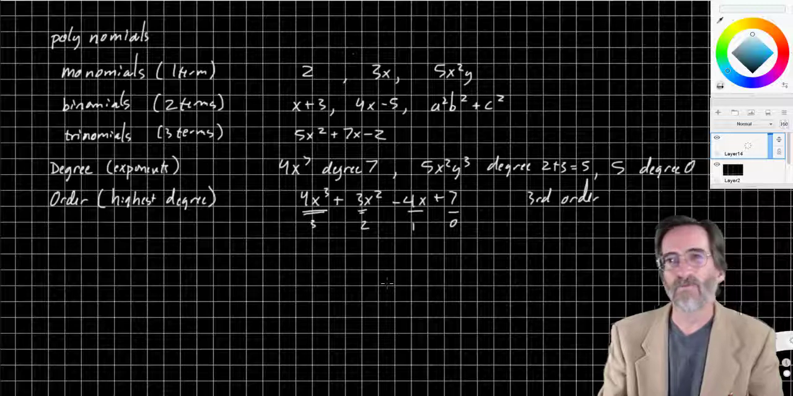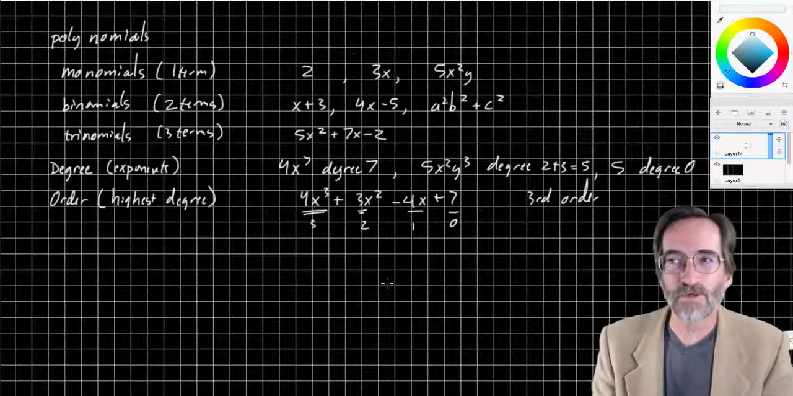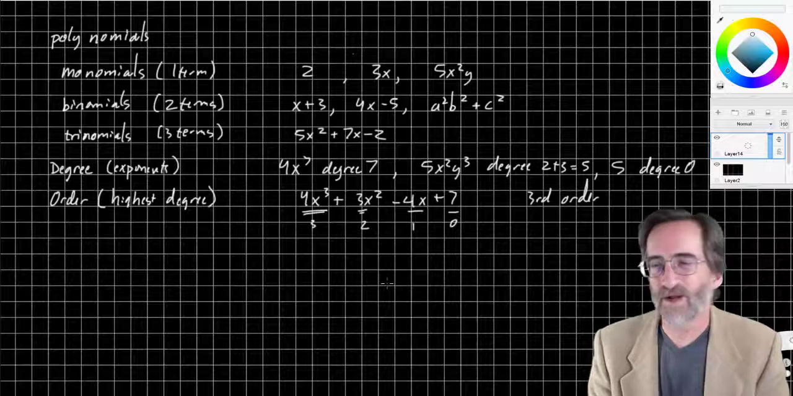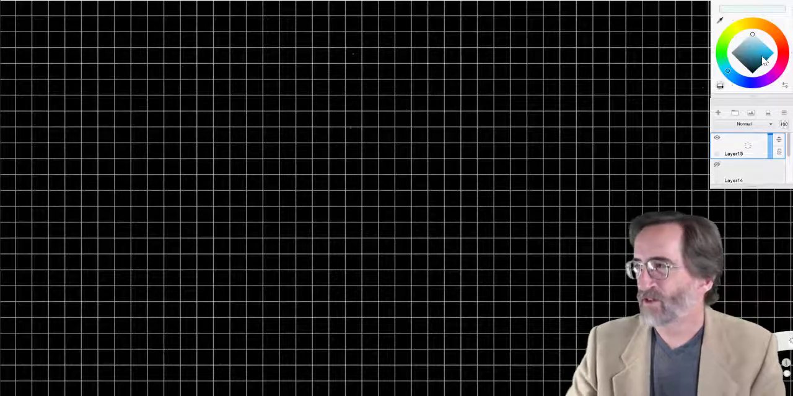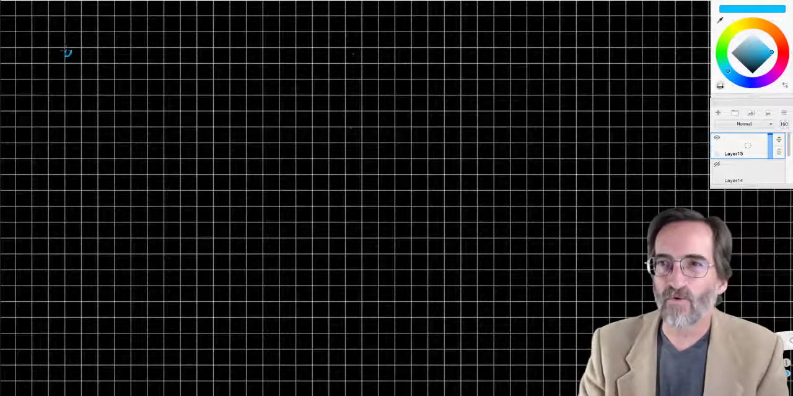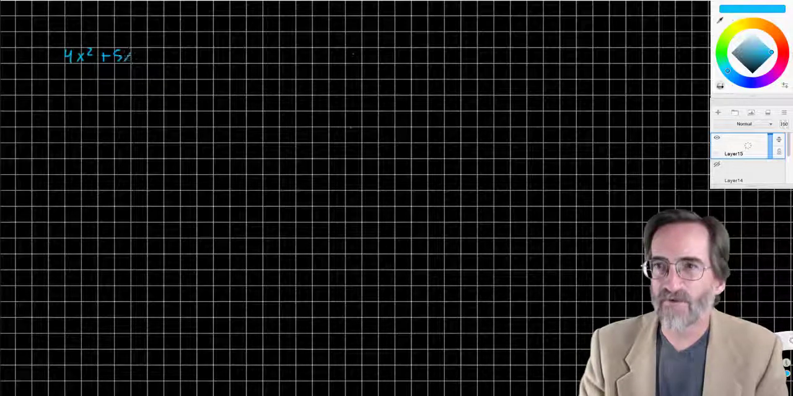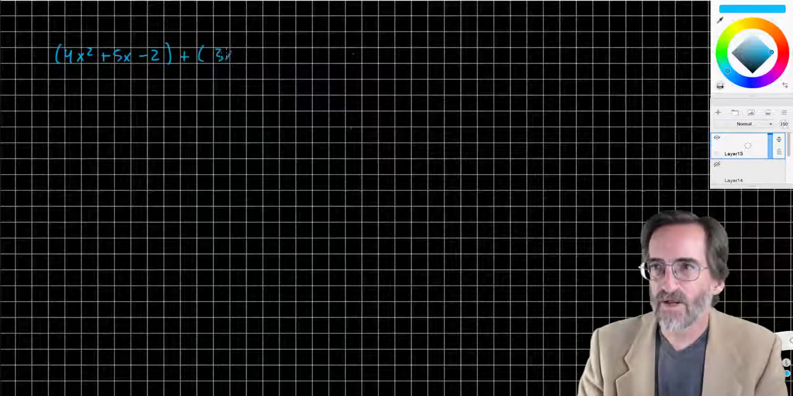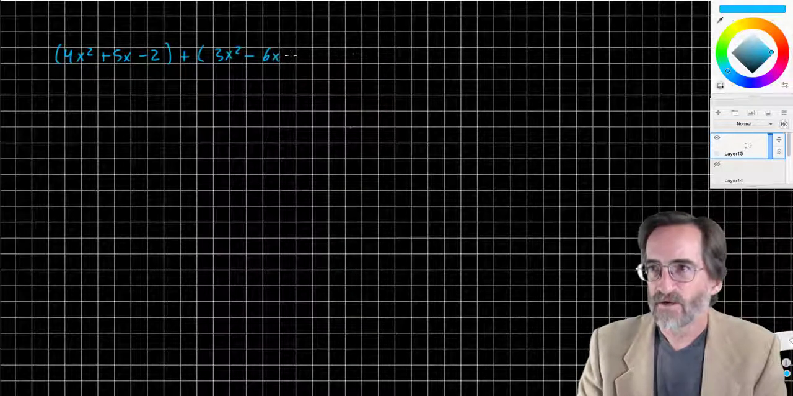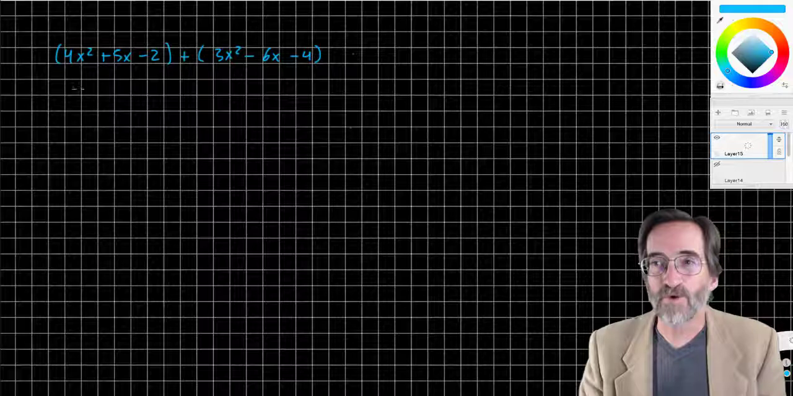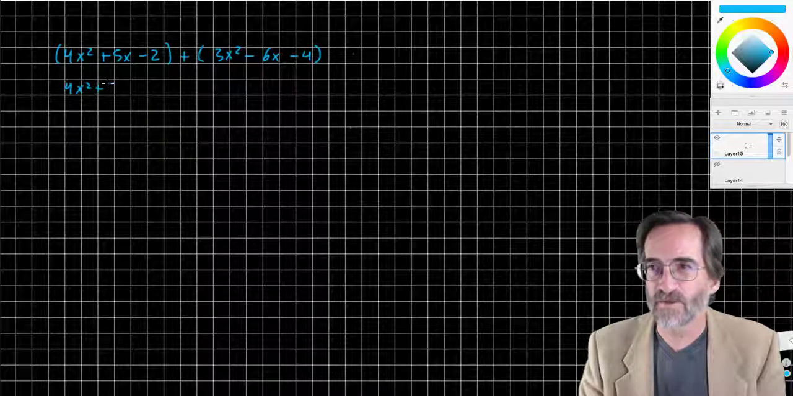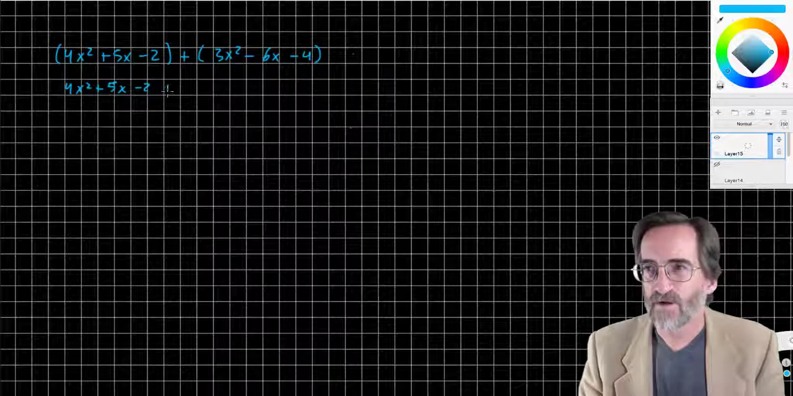So that's all vocabulary. Okay, what you're going to need to be able to do with these polynomials is add them and subtract them. So let's do a couple of those. Okay, adding them. So let's say I've got 4x squared plus 5x minus 2 plus 3x squared minus 6x minus 4. Okay? In this case, all we do is we drop the parentheses, 4x squared plus 5x minus 2 plus 3x squared minus 6x minus 4.